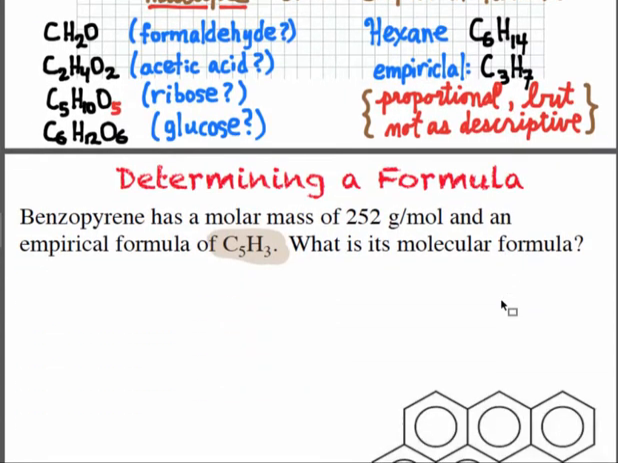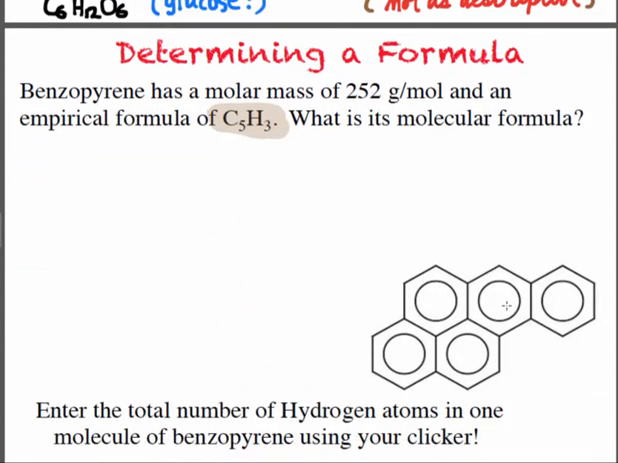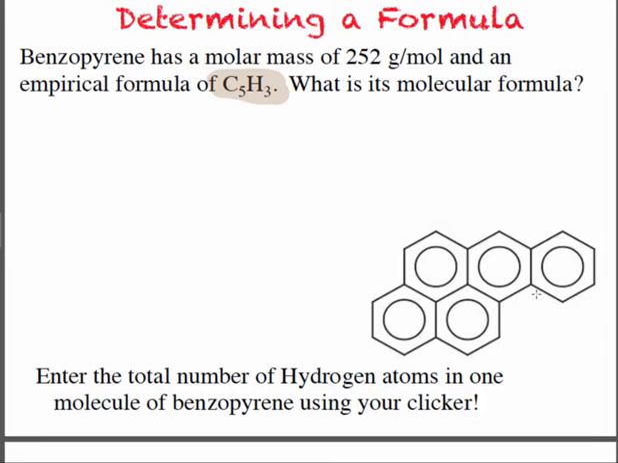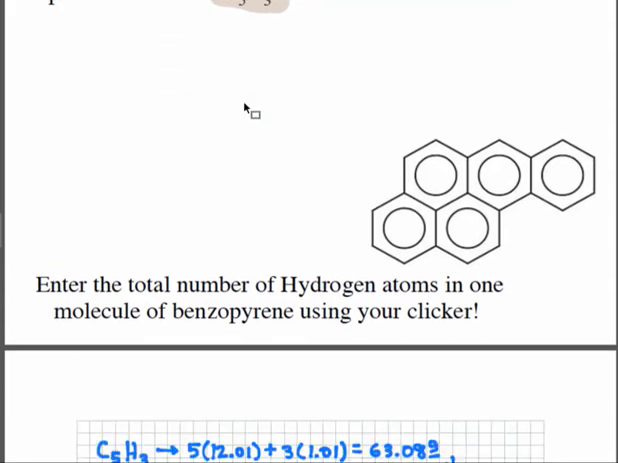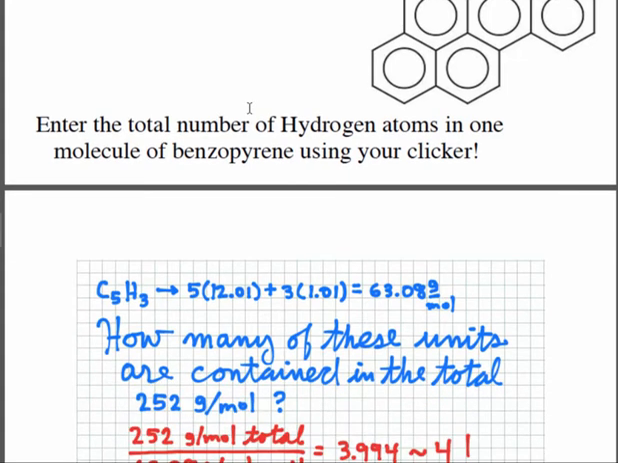Let's try one. This is a hint. The picture shows the structure, if you're familiar with organic chemistry. Benzopyrene, a molar mass of 252 grams per mole, and an empirical formula determined in the lab, likely, of C5H3. What's the molecular formula? Well, what does C5H3 weigh? What's the molar mass of 5 carbons and 3 hydrogens? Add it up. Look at the periodic table for the grams per mole, and it's 63.08-ish.